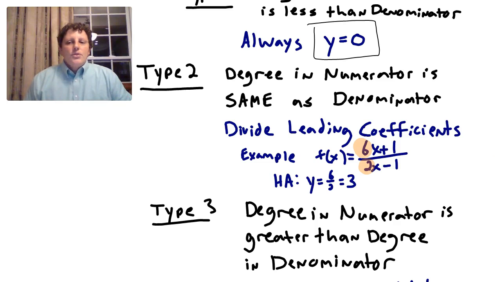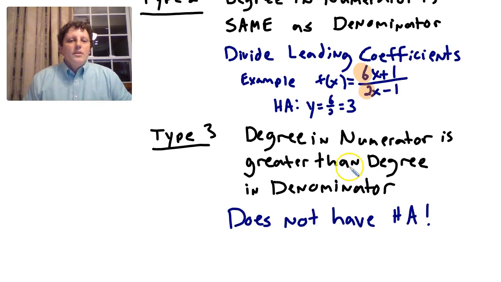The final case, as you probably could predict, is what to do when the degree in the numerator is greater than the degree in the denominator. And when this happens, there is no horizontal asymptote. So if you notice this, you just say no horizontal asymptote and move on to the next question. So let's look at some examples.